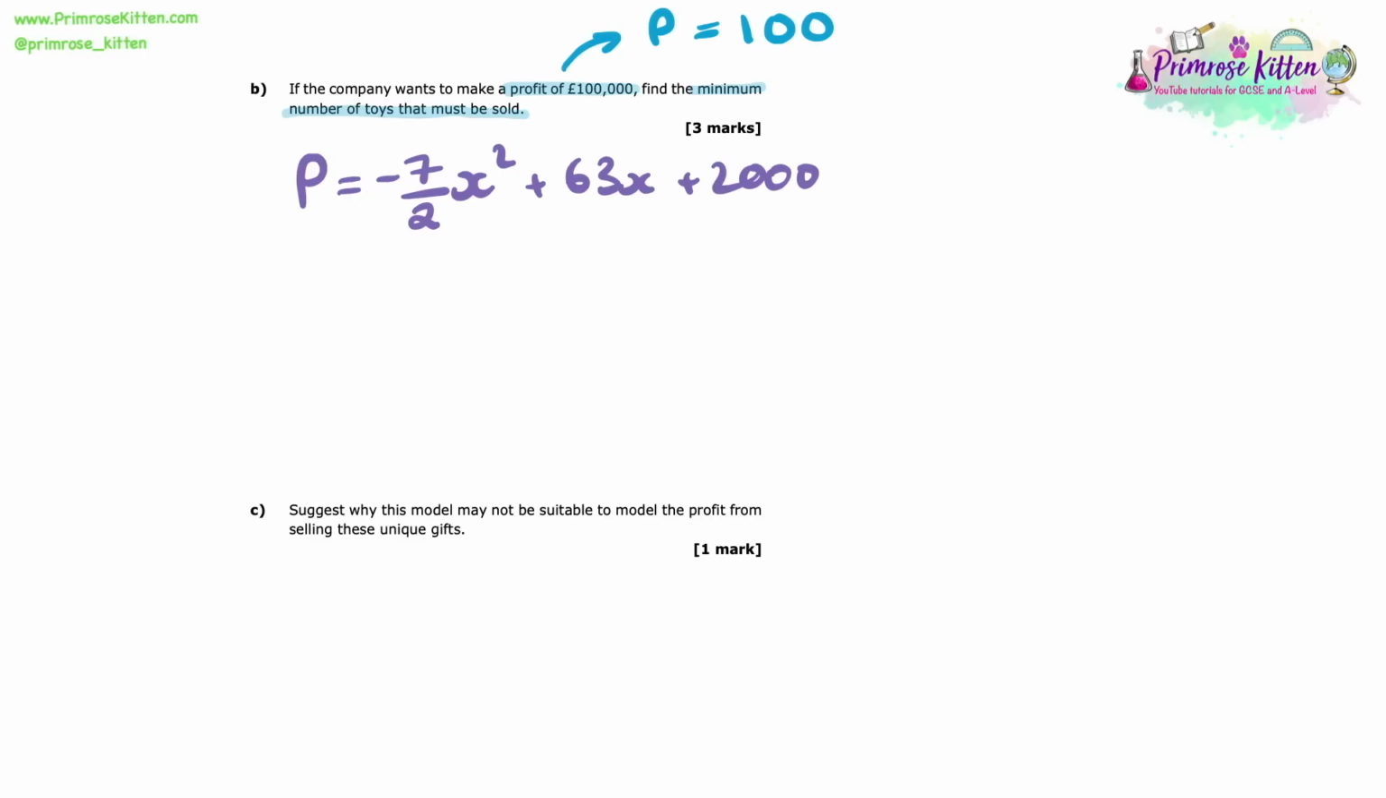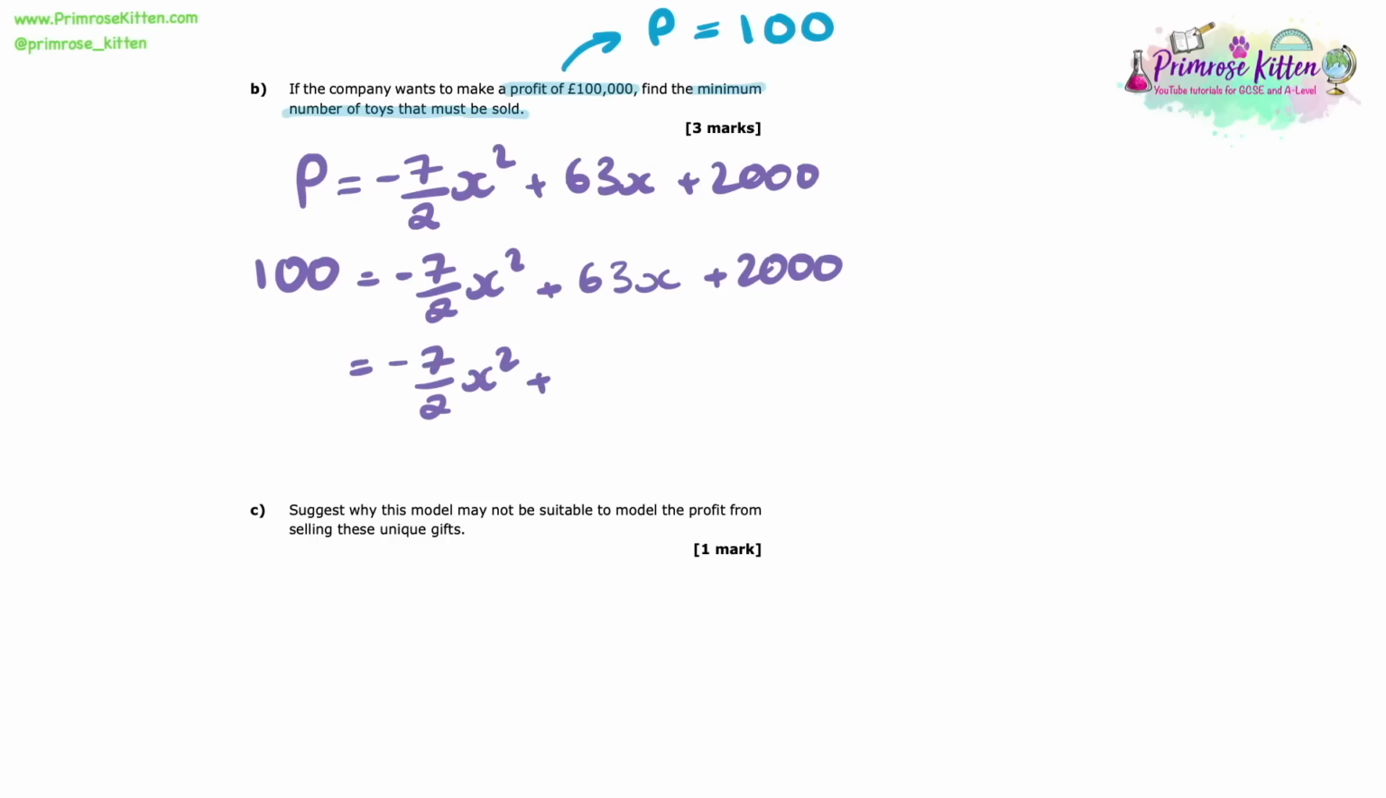So if we want to know what x is when the profit is equal to 100,000, or P is equal to 100, we just substitute that in, and then we're going to have to solve it for x. And you can do this either in a completed the square form you might have got in part A, or just using the quadratic. It will work either way. So if we subtract 100 from each side, then we get that minus 7 over 2 x squared plus 63x plus 1,900 equals 0. So now we can solve this.